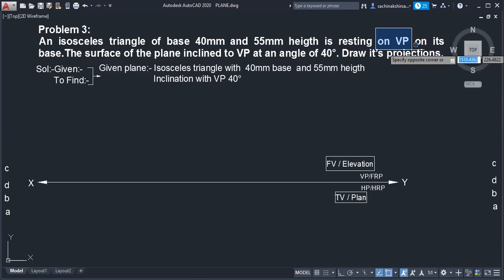So this isosceles triangular plane is lying on VP. Means its front view will be its true shape. Correct. How is this plane lying on the VP? It is mentioned here: on its base. On it means the edge or base. Where do we have to draw this edge or base?